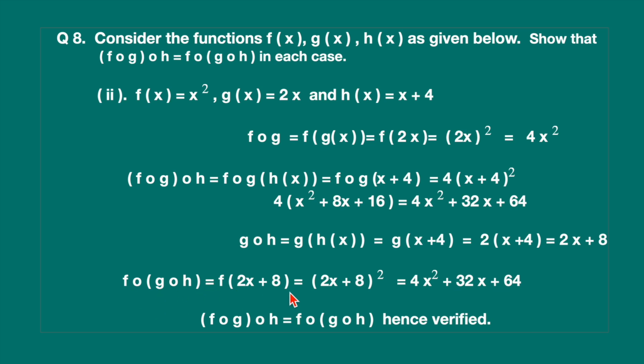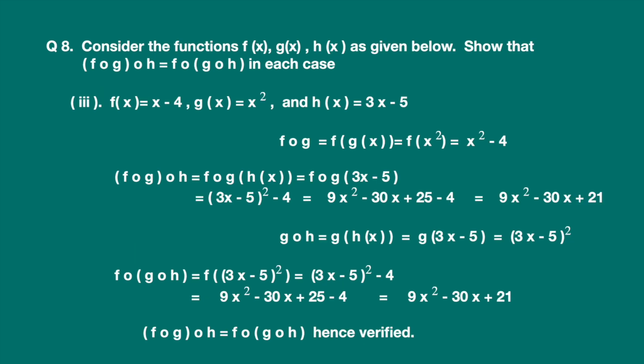So this 2x plus 8 will be in the bracket like this. Okay, now in place of x, write down 2x plus 8, the whole square. Open the bracket, you get this. You can see LHS is equal to RHS.